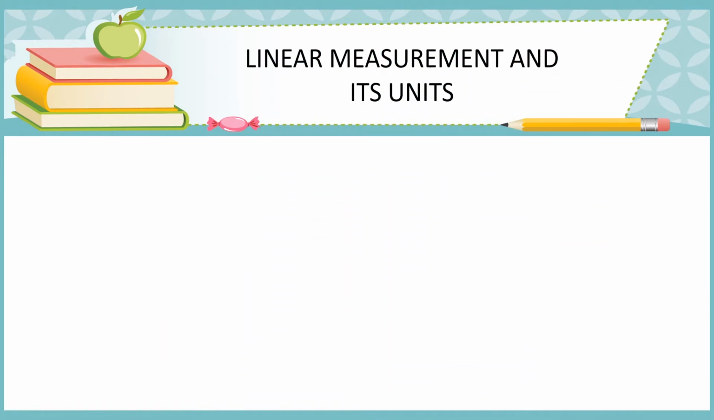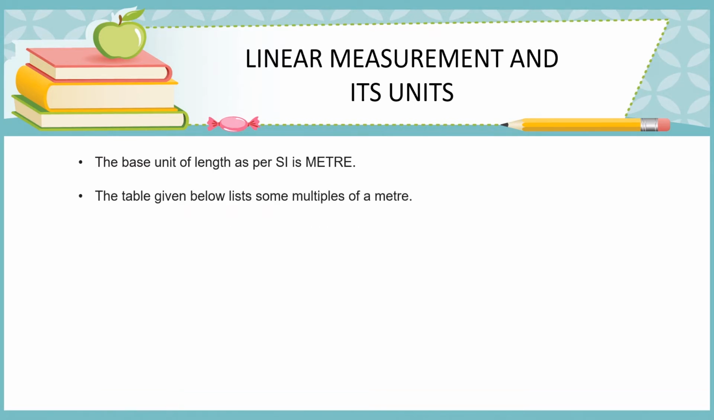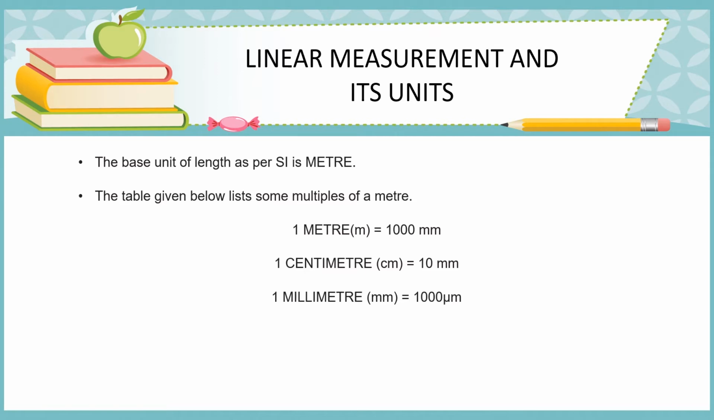linear measurement and its units. The base unit of length as per SI is meter. The table given below lists some multiples of a meter. 1 meter is equal to 1000 millimeter. 1 centimeter is equal to 10 millimeter. 1 millimeter is equal to 1000 micrometer. 1 micrometer is equal to 0.001 millimeter.